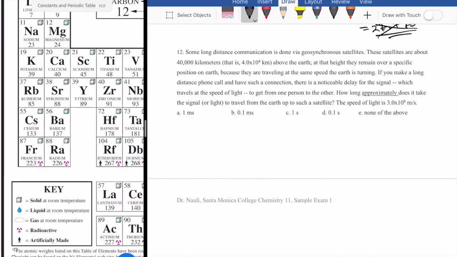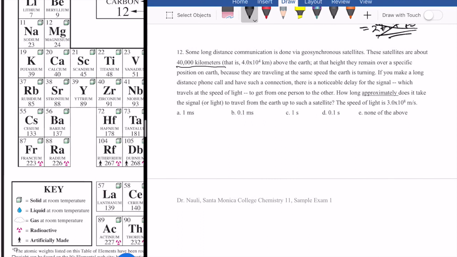Okay, so now we're gonna go to number 12 in sample exam 1 Chem 11. This one is a long question. If you read it, it says some long distance communication is done via these geosynchronous satellites. The satellites are about 40,000 kilometers above Earth. Okay, so that's the distance, right?